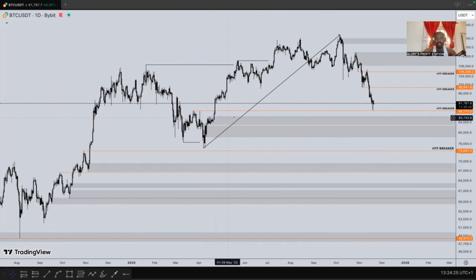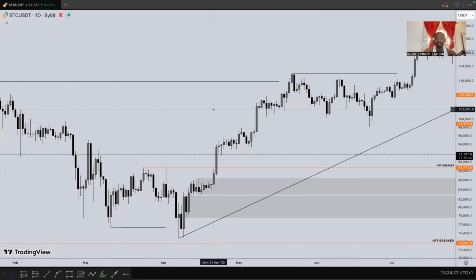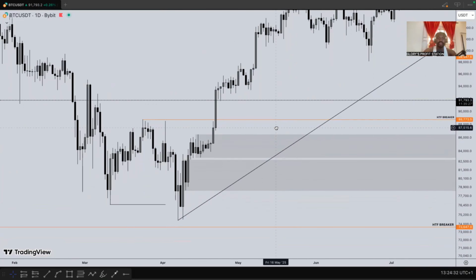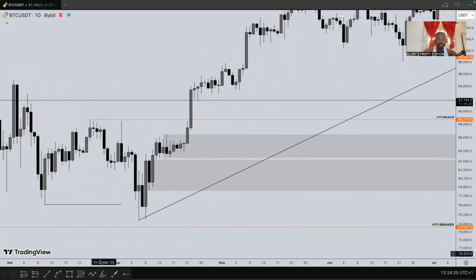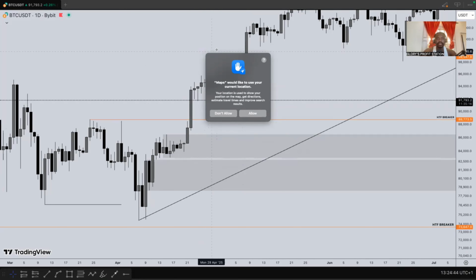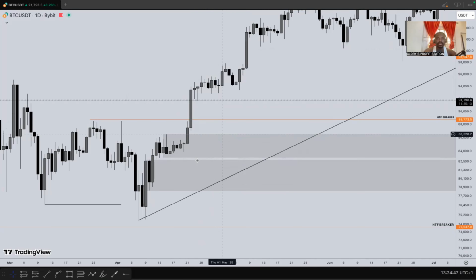Okay. To make this more understandable, looking in from the internal market structure, that's why we have multiple demand levels. Looking in from the internal structure now, we have low, we have high, we have low, okay? We have high. Notice how the market has mitigated the first order block here.